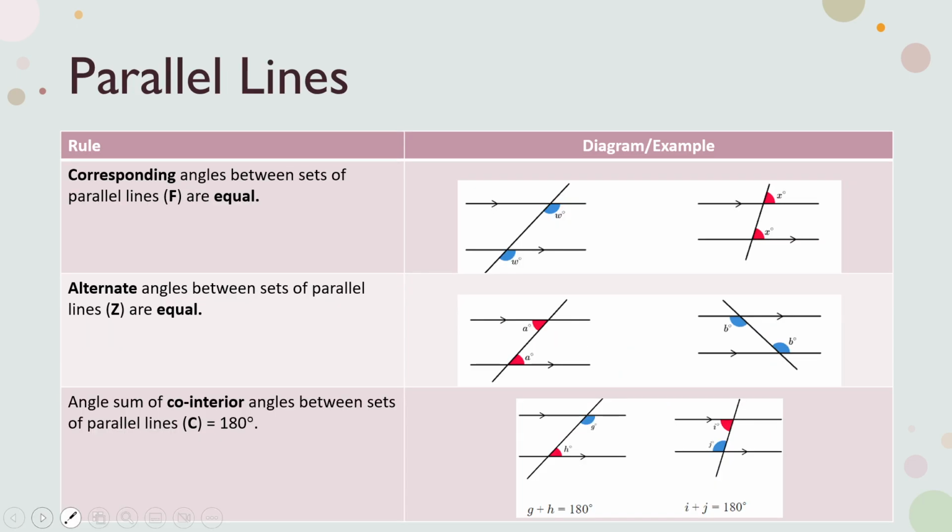Last set of rules is when we have sets of parallel lines that are divided by what we call a transverse line. Some pairs of angles are equal, some of them add up to 180 degrees. The first one that I want to show you here is corresponding angles. These equal pairs of angles always show up when both angles are on the same side of the transverse line and are either both below or both above their corresponding parallel line.